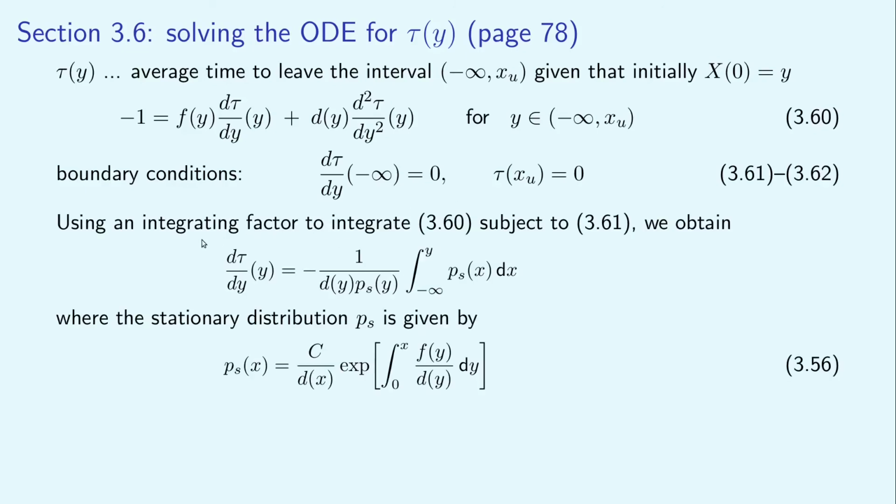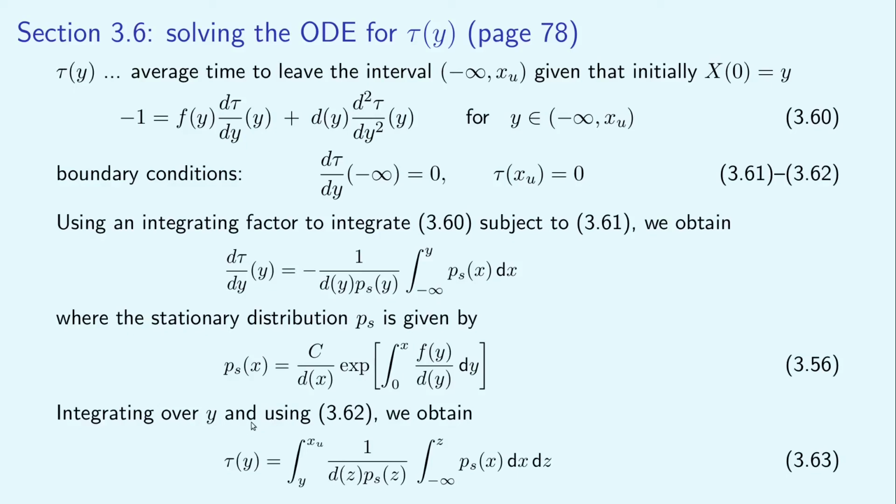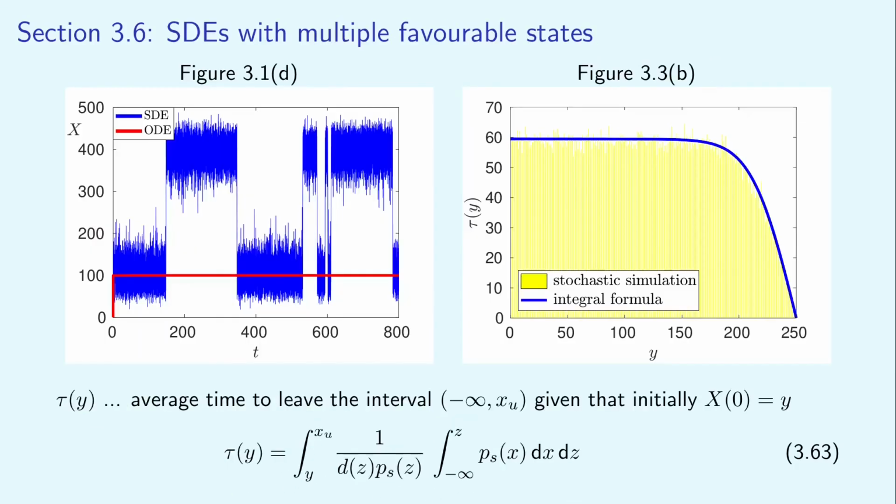Integrating and using the first boundary condition, we obtain that the derivative of tau can be expressed in this form, which I have written in terms of the stationary distribution Ps. Integrating again and using the second boundary condition, tau at xu is 0, we obtain the formula 363, which I have plotted in figure 33b as the blue line. It compares well with the results obtained by long-time stochastic simulations visualized as the yellow histogram. Both the theory and the simulations confirm that the average escape time from this interval is around 60.